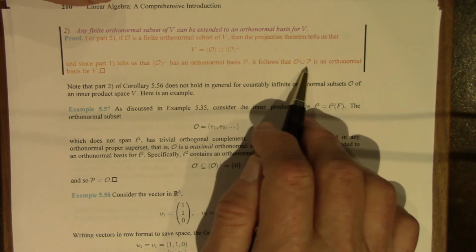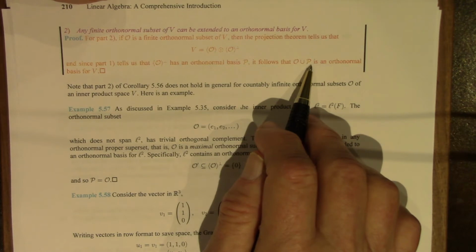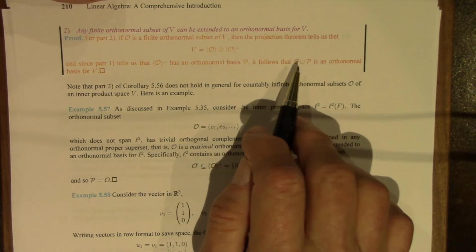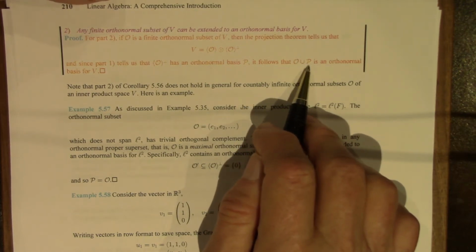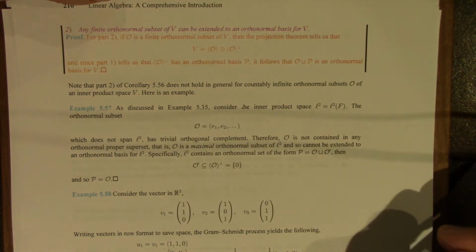There's a little bit of checking to do there. All the vectors in O are pairwise orthogonal. All the vectors in P are pairwise orthogonal. But what about a vector in O and a vector in P? Are they orthogonal or not? Well, I think you can see why they are.